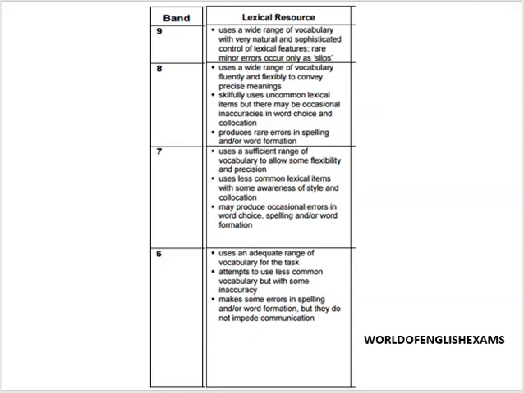However, for band 8, it is telling uses a wide range of vocabulary, that too fluently and flexibly to convey the precise meaning. So accuracy and flexibility both are very, very essential. Then skillfully uses less common or uncommon lexical items, but there may be occasional inaccuracies. So even if you make some spelling mistakes or choice of words, even though it is inappropriate occasionally, your score will not drastically drop down. Maybe you may get an 8.